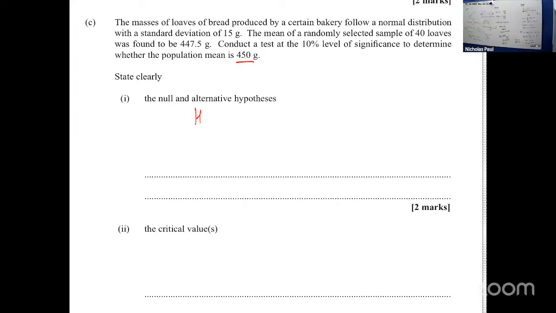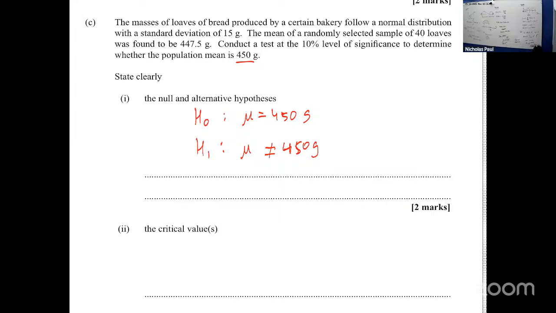H naught is what? Mu is equal to what? 450, right? Mu is always for your population, right? Your population here is 450. What's the H1? Mu is not equal to 450, because they want to see whether it's 450 or not, so they didn't specify more than or less than.